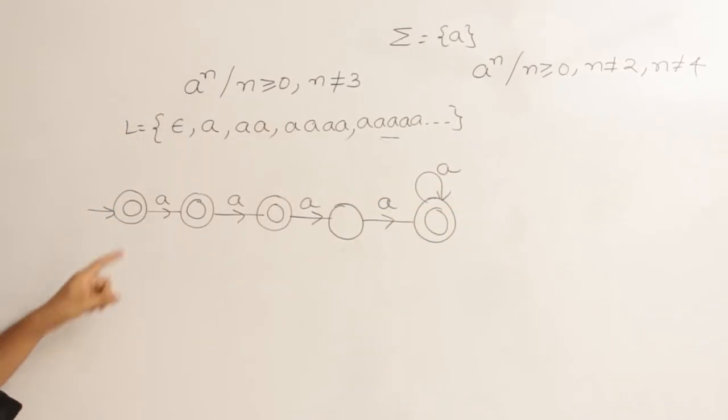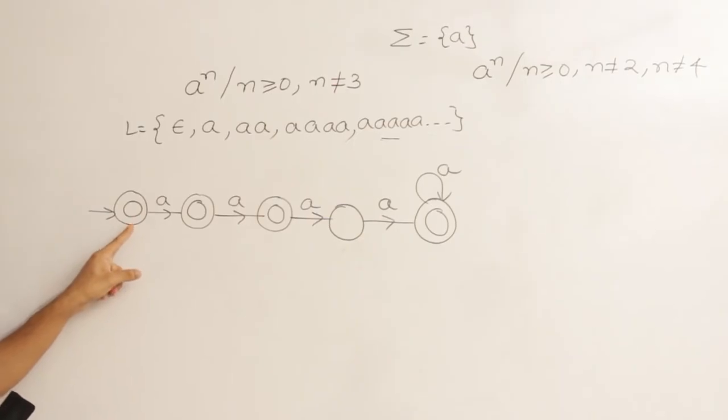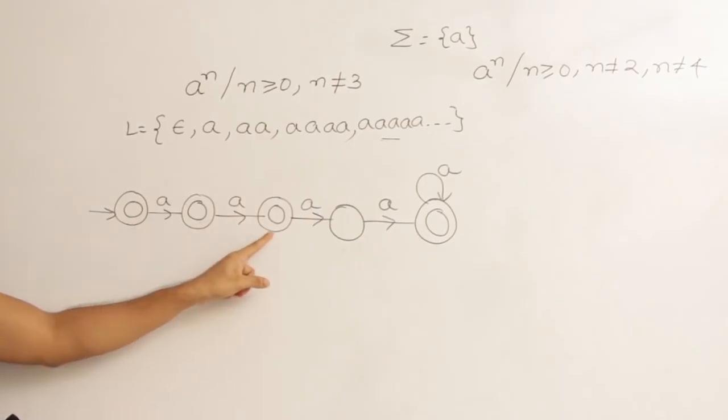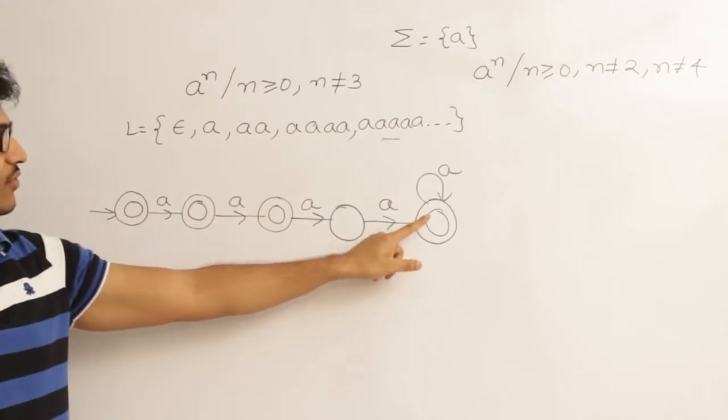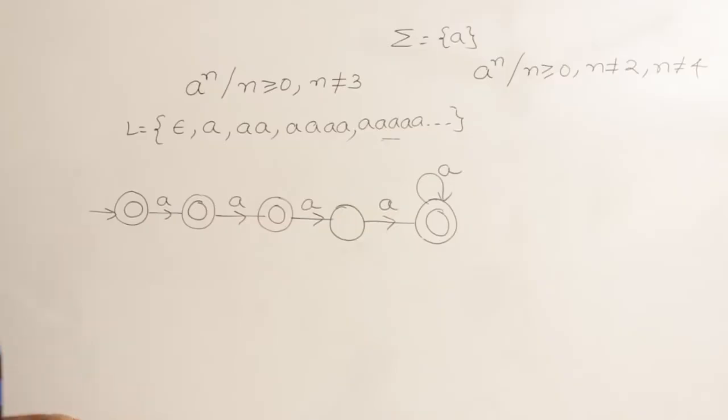So try to understand this. A power 0 is accepted, A power 1 is accepted, A power 2 is accepted, but A cube is not accepted, but then A power 4, A power 5, everything is accepted, right?